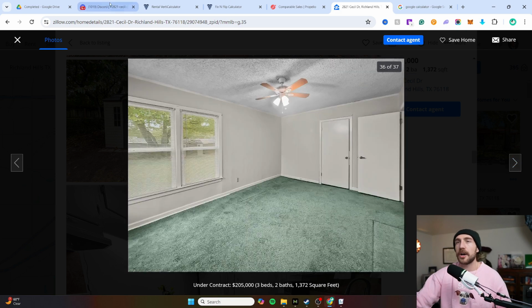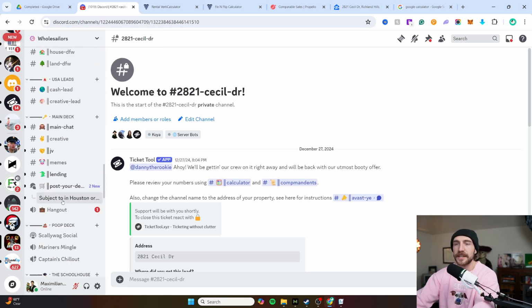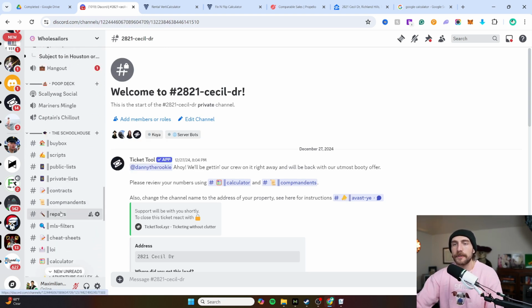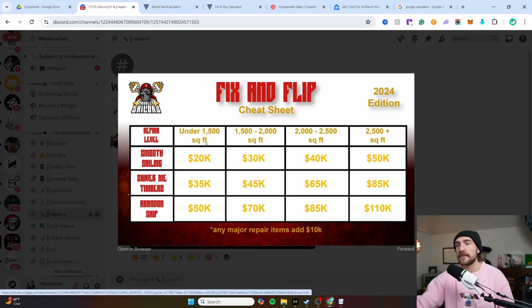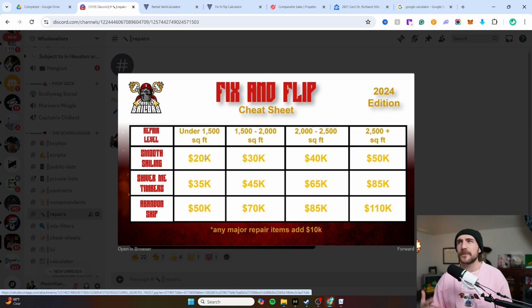So really quickly, hop into the Discord, guys. And a property like this, it's a small property. It's like 1,400 square feet. Go over to repairs. See houses under 1,500 square feet that just need cosmetics. They're just smooth sailing. We're budgeting about $20K for just cosmetics. It could go up higher, depending on the amount of work, but let's just say $20K. But there's foundation issues.